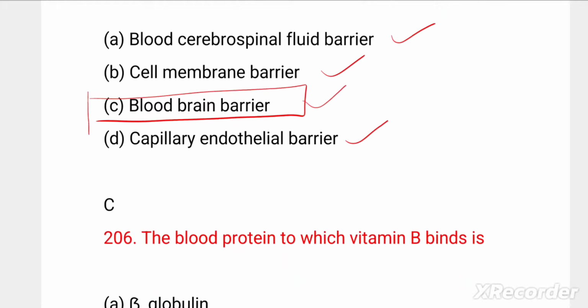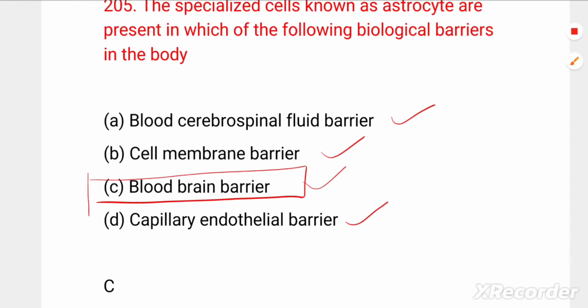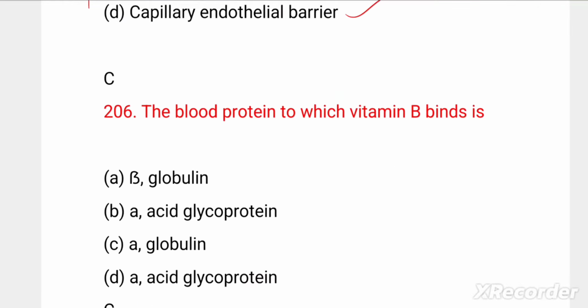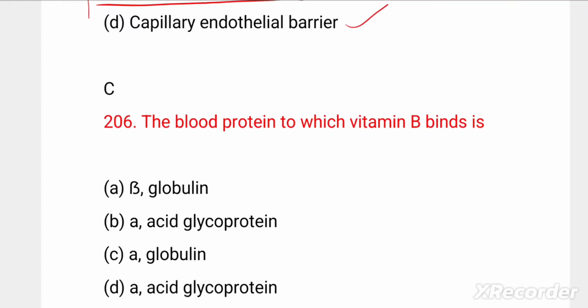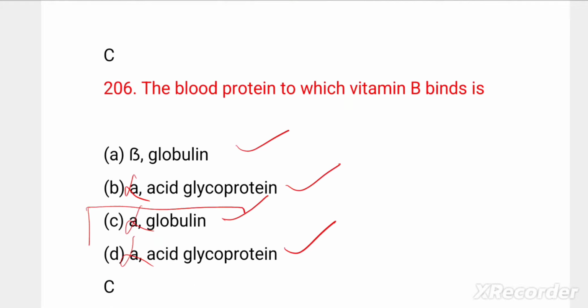Next question: the blood protein to which vitamin B binds is, options are beta globulin, alpha acid glycoprotein, alpha globulin, alpha acid glycoprotein. Answer is C, alpha globulin. The blood protein to which vitamin B binds is alpha globulin.